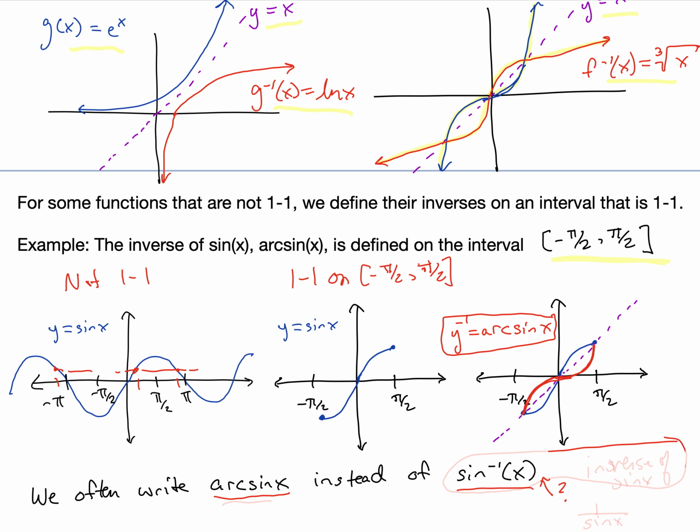Is this going to be inverse of sine of x, or is this going to be 1 over sine of x, because to the negative 1 power usually is 1 over something. So there's some ambiguity for trig functions, and that's why we often use arcsine, but using either form is fine. You should always assume that if you see this, it's really inverse of sine of x as opposed to 1 over sine of x.